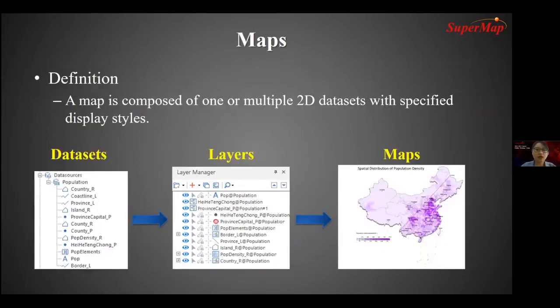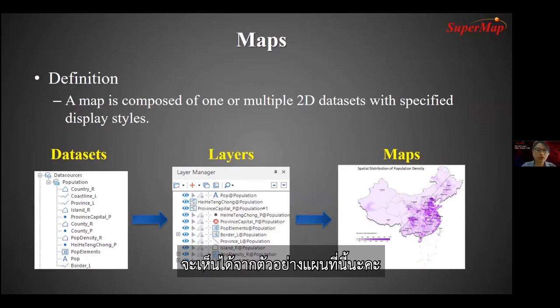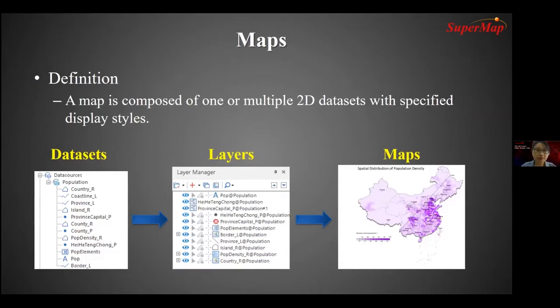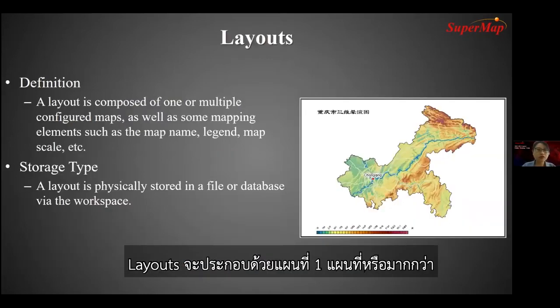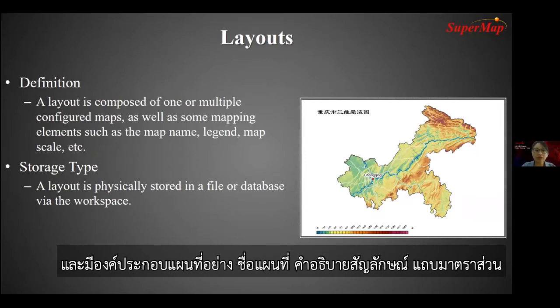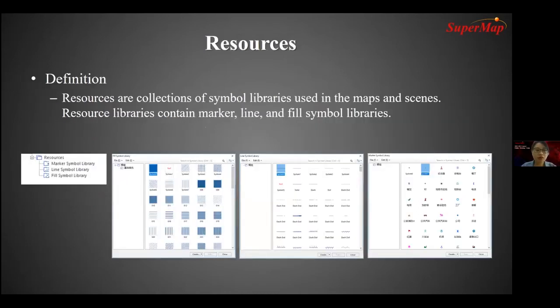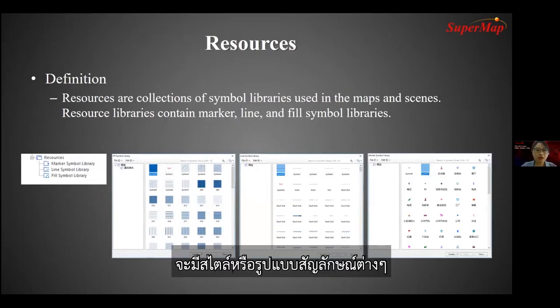As this slide shows, a map is composed of layers, and the layers come from the datasets with styles. And the layout: as you know, the layout is composed of one or multiple configured maps, as well as some mapping elements such as the title, the legend, the north arrow, or scales. And the resources often manage the marker, line, and fill symbol libraries.